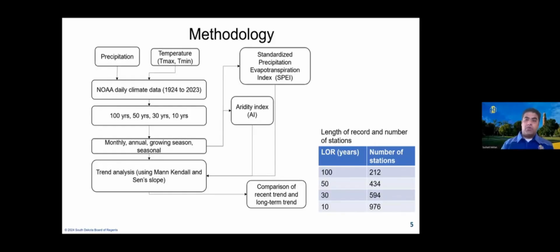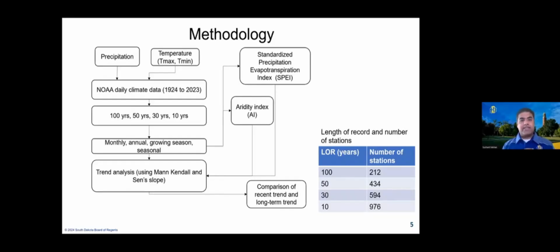We also calculate two critical climate indices: the Standardized Precipitation Evapotranspiration Index, which helps us assess drought conditions, and the aridity index to measure overall dryness. We analyze data over multiple time periods, 100 years, 50 years, 30 years, and 10 years, to understand the short-term and the long-term trends. These time periods are analyzed on monthly, annual, growing season, and seasonal bases to capture variations in different time scales. For trend analysis, we used statistical tools like the Mann-Kendall test and Sen's slope to determine the direction and the magnitude of the trends.